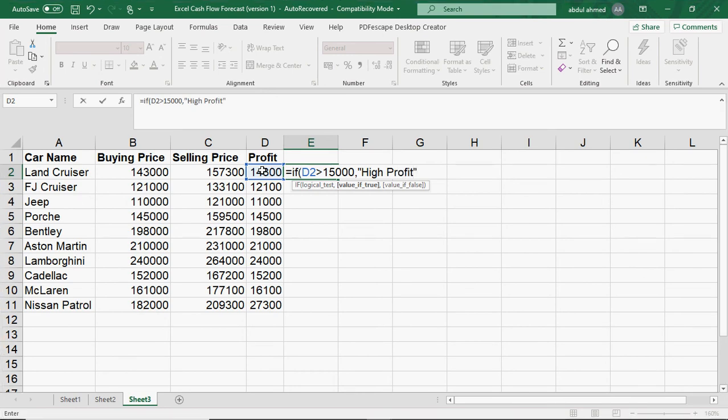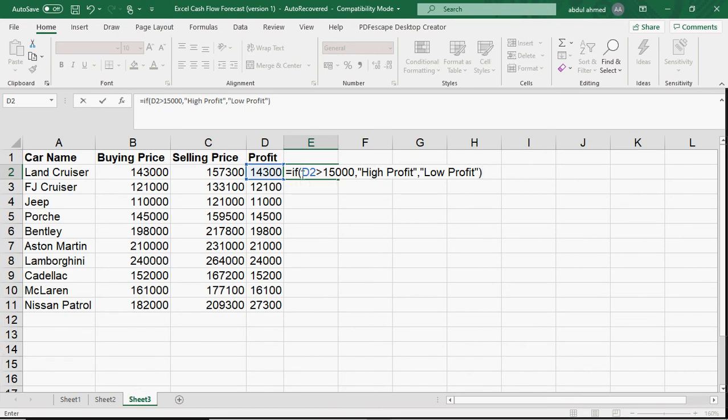That's what I need to see. And then you can see it's guiding me. If it's true, what should I show? I say show high profit. And then it tells me, right, now you put a comma. So I put a comma. And I do my next bit, value if false. That means if it's not over 15,000, I'll say low profit. And then I finish that and I close my bracket.